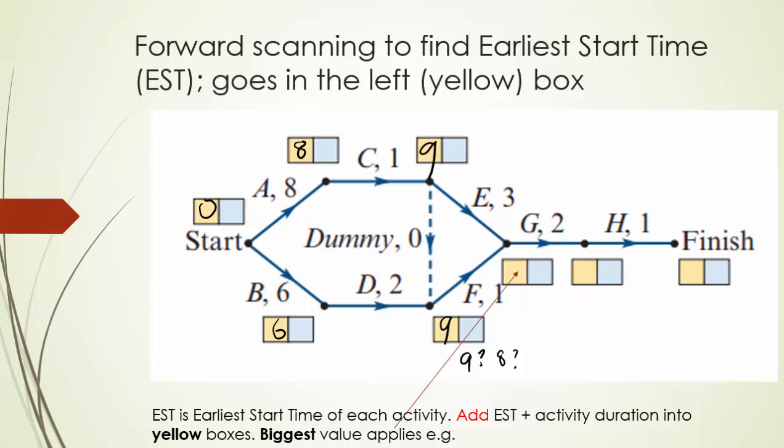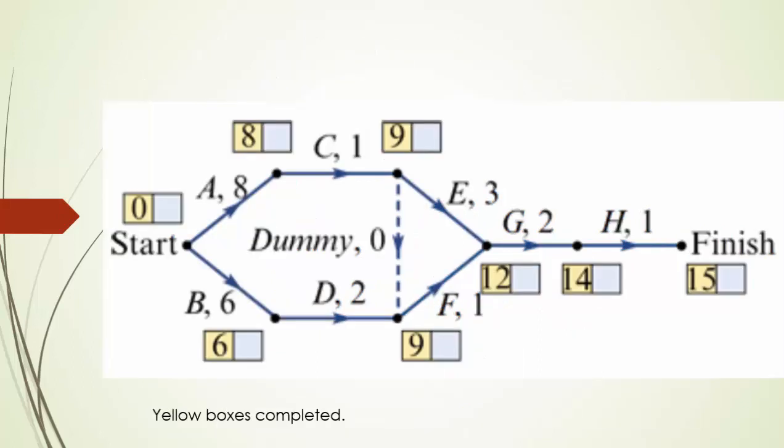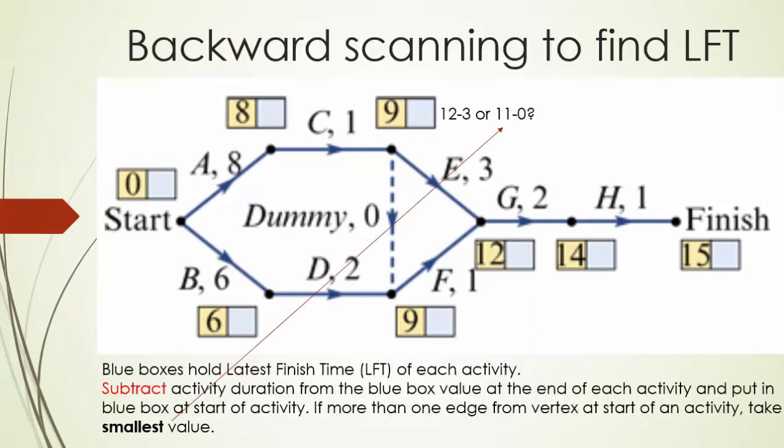after 9 days. Similarly, for the start of G, this one here, well, that could be 9 plus 3 is 12, or it could be 9 plus 1 of F, which is 10. Biggest number goes in: 12. 12 plus 2 is 14, more straightforward. 14 plus 1 is 15. That is forward scanning. Now we do backward scanning, where we go back.